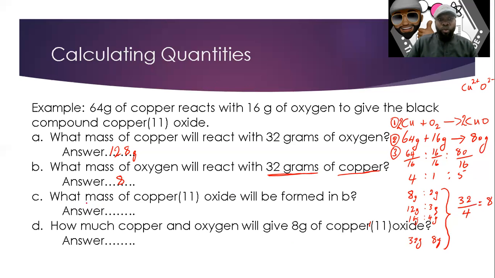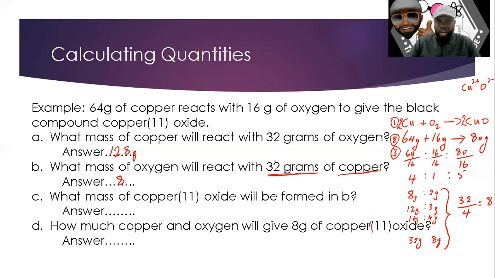Now, what mass of copper oxide will be formed in B? This is quite simple. We use the second law, which states that the sum of the masses of your reactants should give you the mass of your product.